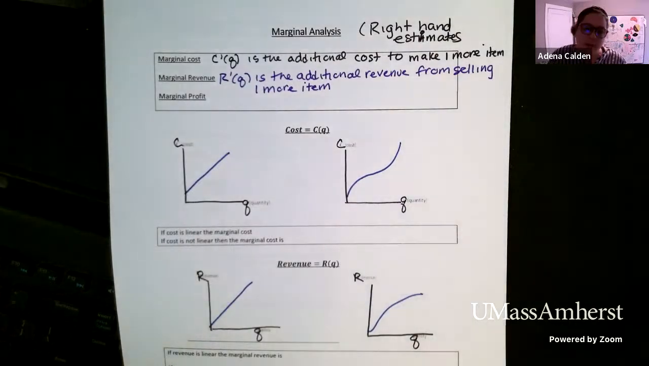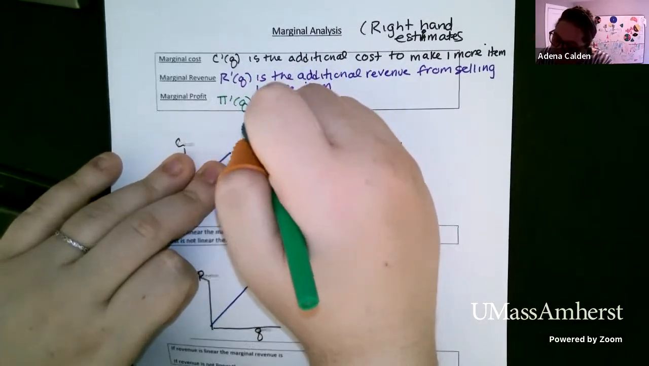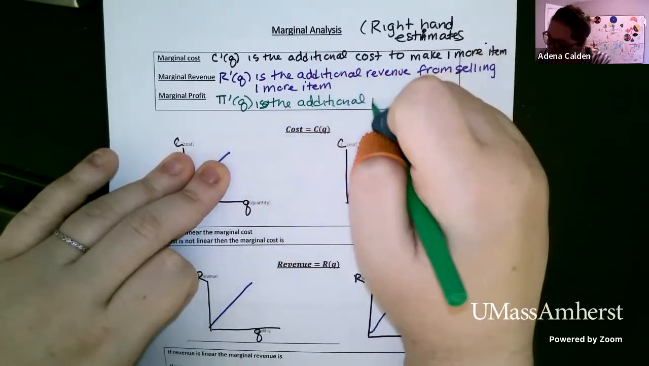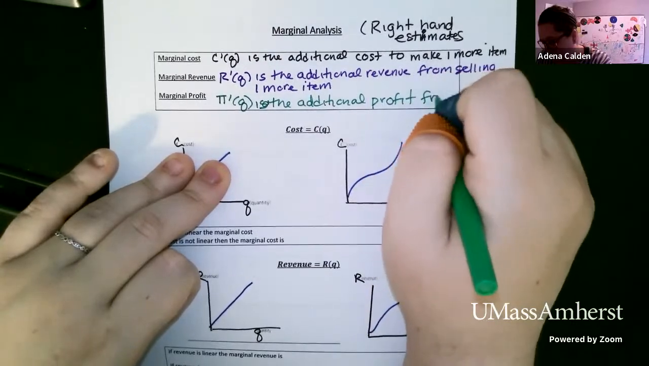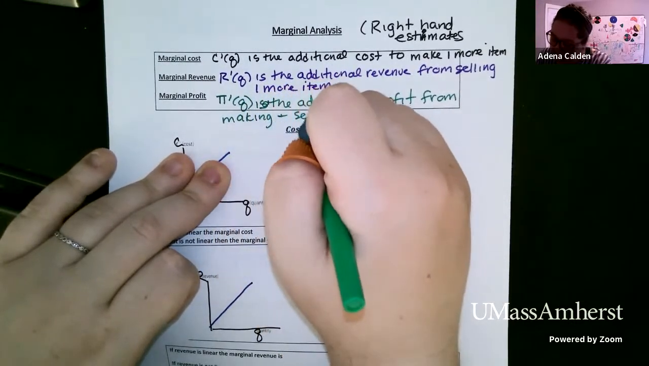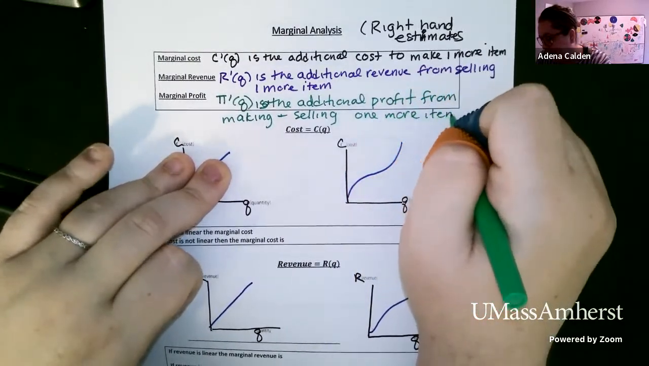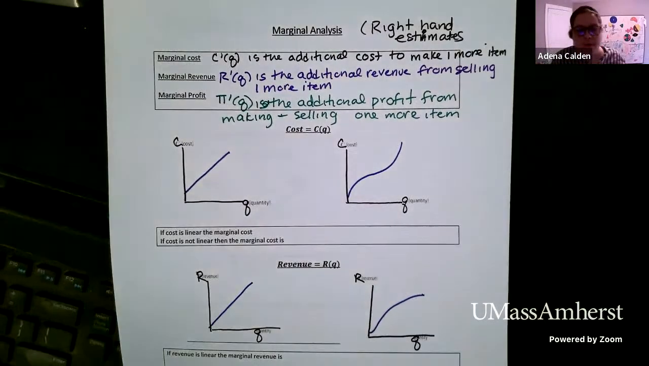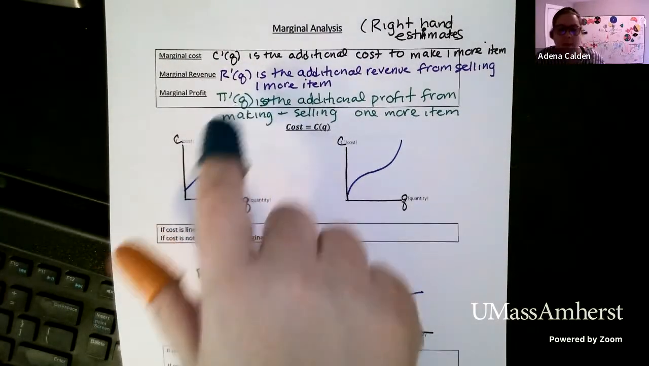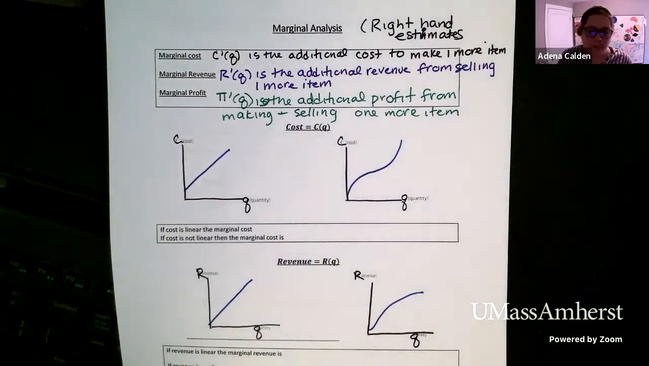And then the marginal profit, which we're going to write as pi prime of Q, is the additional profit from making and selling one more item. Okay, so again, if you know the marginal revenue and the marginal cost, we can subtract marginal revenue minus marginal cost, and that will give us marginal profit. And like I said, we worked on this with linear functions, so it should be somewhat familiar.